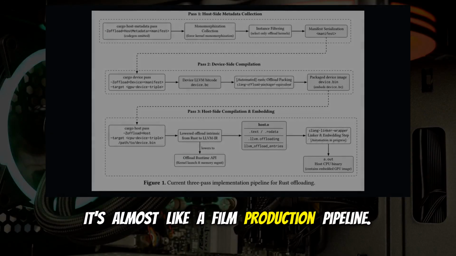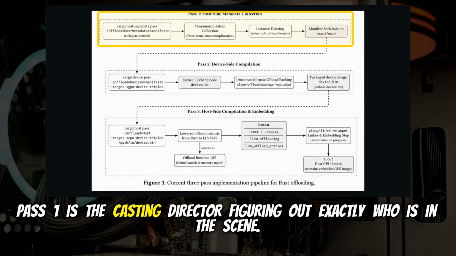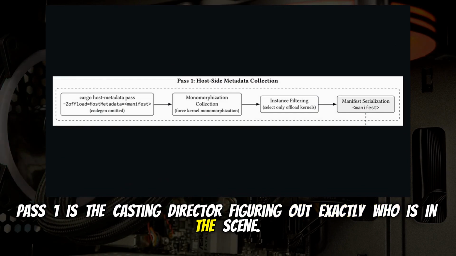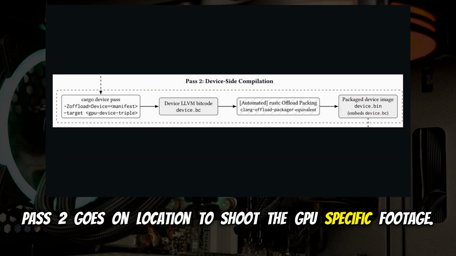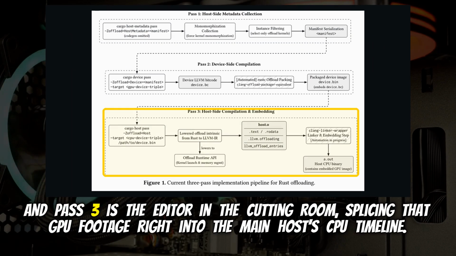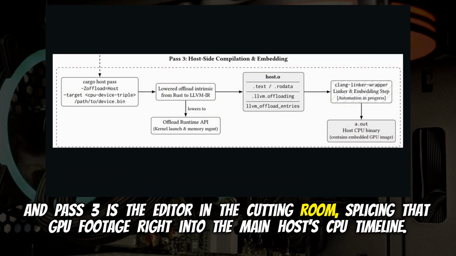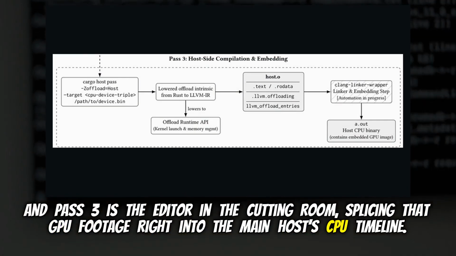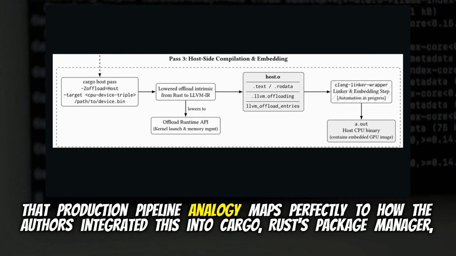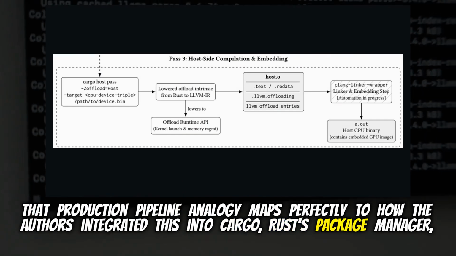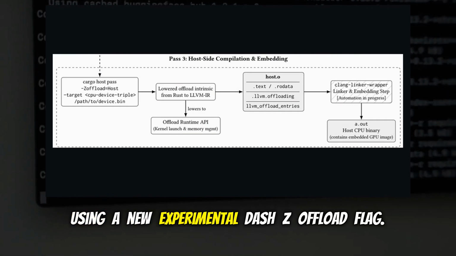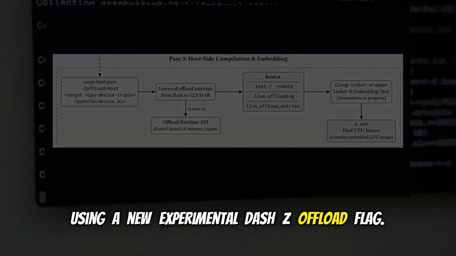It's almost like a film production pipeline. Pass 1 is the casting director figuring out exactly who is in the scene. Okay. Pass 2 goes on location to shoot the GPU-specific footage. And Pass 3 is the editor in the cutting room splicing that GPU footage right into the main host CPU timeline. That production pipeline analogy maps perfectly to how the authors integrated this into Cargo, Rust's package manager, using a new experimental -Z offload flag.